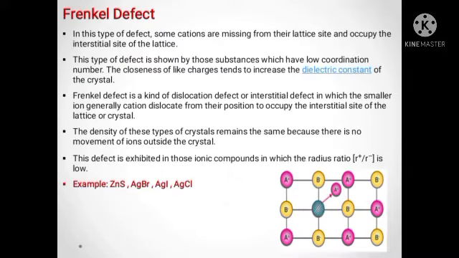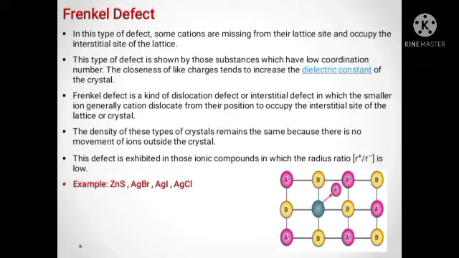In Frenkel defect, some cations are missing from their lattice site and occupy the interstitial site of the lattice. This type of defect is shown by those substances which have low coordination number. The closeness of like charges tends to increase the dielectric constant of the crystal. Frenkel defect is a kind of dislocation defect or interstitial defect in which the smaller ion, generally cation, dislocates from their position to occupy the interstitial site of the lattice or crystal.